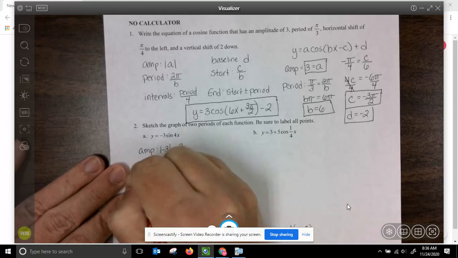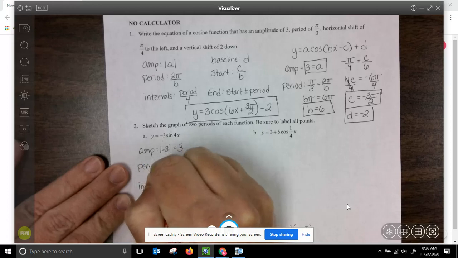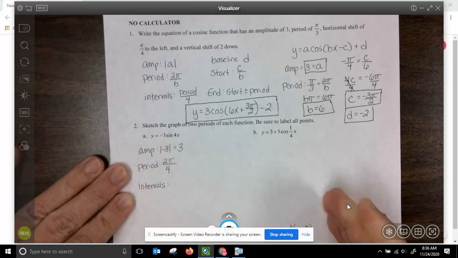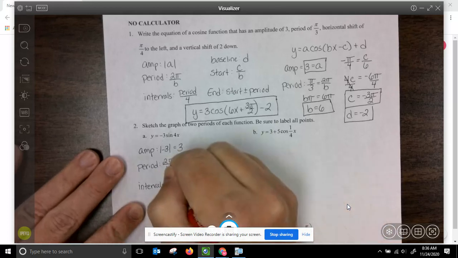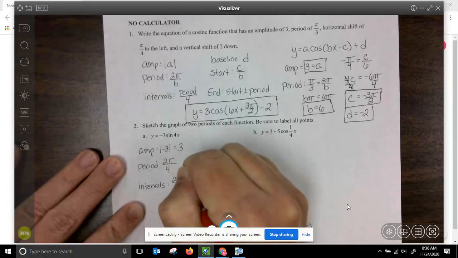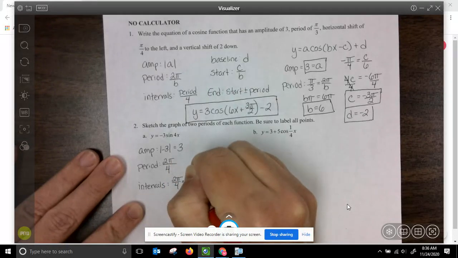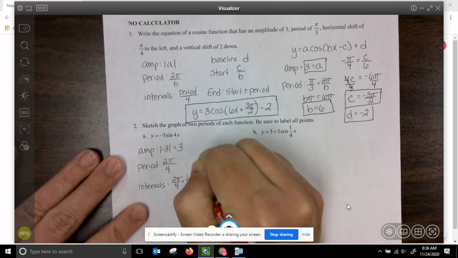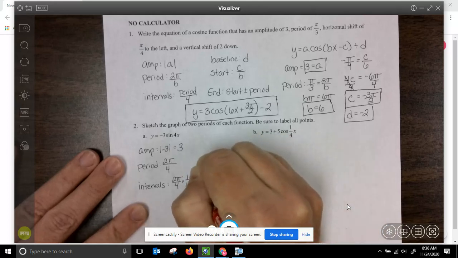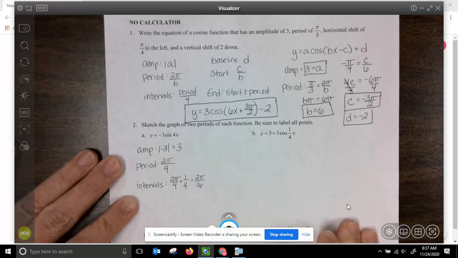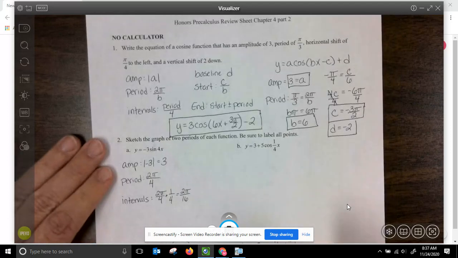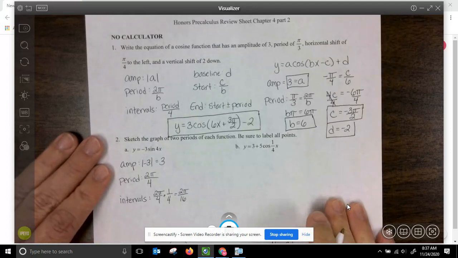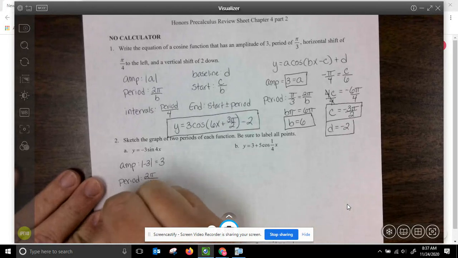Our intervals, which again are the distance between our tick marks on our x-axis. All we have to do is take our period, which is 2 pi over 4, and divide it by 4. That's the same thing as multiplying by 1/4. So that's going to be 2 pi over 16, which is pi over 8. But again, we don't really know if we're going to need to reduce that yet or not. Now we can go on to the baseline.